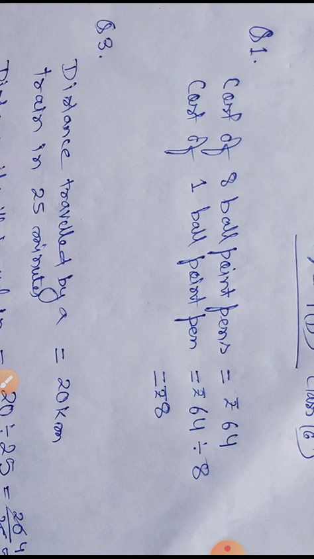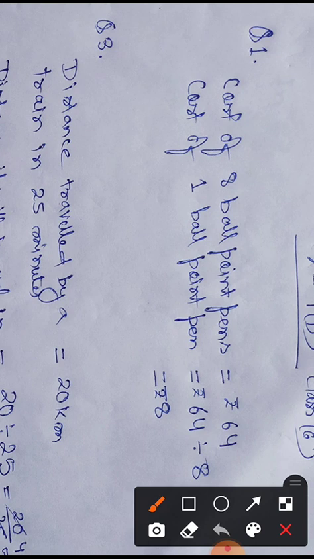Let us see this one. So what you'll do, first you'll write cost of 8 ballpoint pens rupees 64. Then you take out the cost of one ballpoint pen, which is rupees 64 divided by the number of ballpoint pens. The answer will come out as 8. So this is how you will do your question number 1.